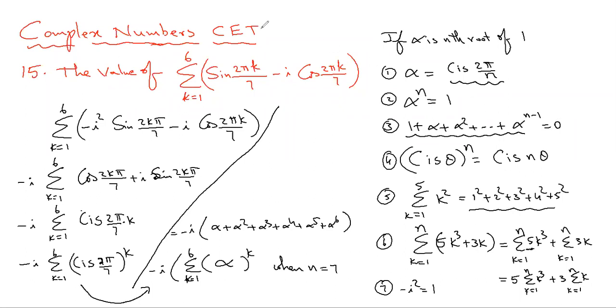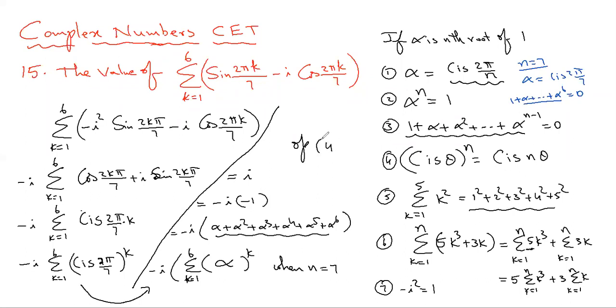For n equal to 7, what does it become? For n equal to 7, alpha equal to cis 2 pi by 7, and 1 plus alpha plus and so on plus alpha power 6 equals 0. Now alpha to alpha power 6, that value will be minus 1. So equal to minus i into this value, which is minus 1. So the minus 1 you write here. So this is equal to minus i into minus 1. Minus and minus is plus i. And that is option 4.